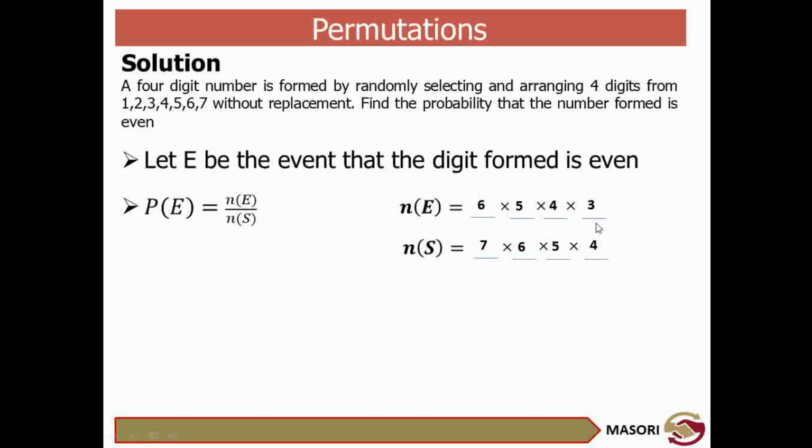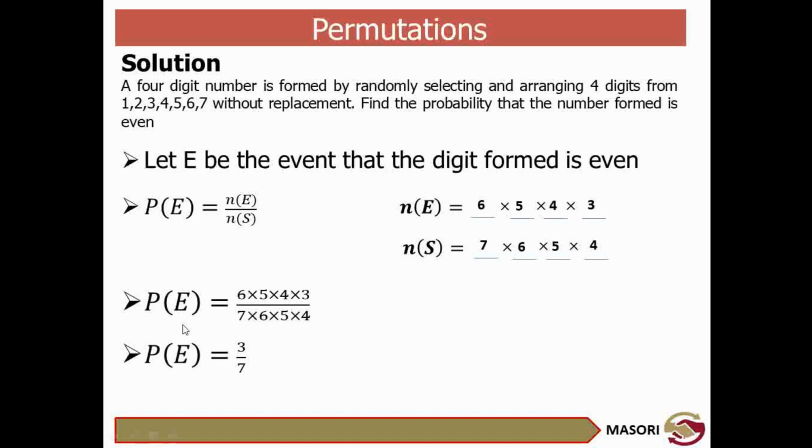in the sample space. From these, then we can now put in these values in our formula. So NA is 6 times 5 times 4 times 3, and NS is 7 times 6 times 5 times 4. When we simplify this, what we will end up with is 3 over 7.